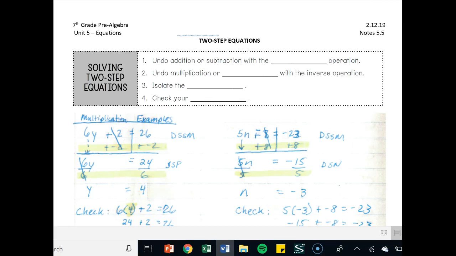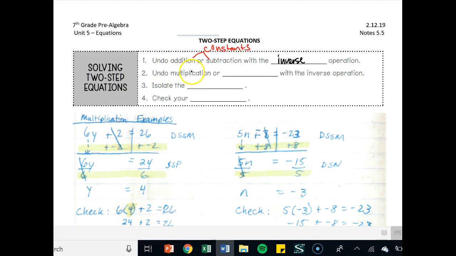Welcome to Notes 5.5, two-step equations. So here are our steps for two-step equations. Undo addition or subtraction with inverse operations. More specifically, we're going to undo the addition or subtraction of the constants. Remember, constants are a number all by themselves.